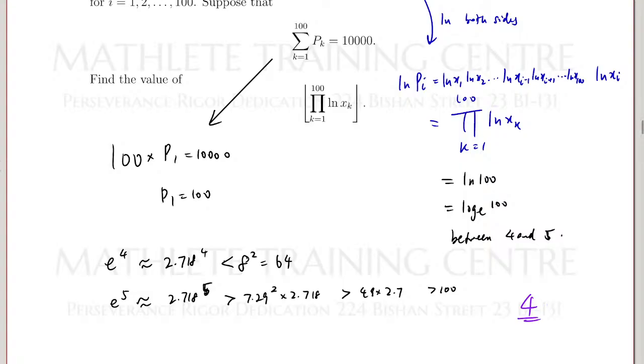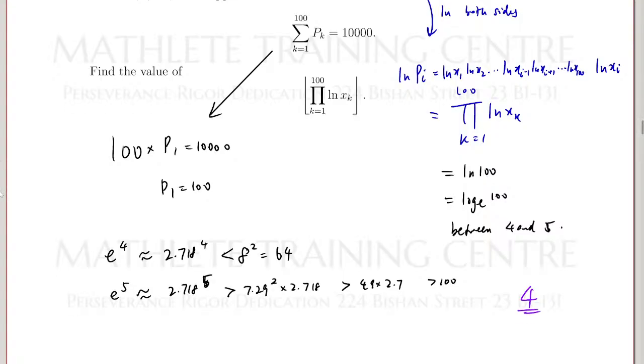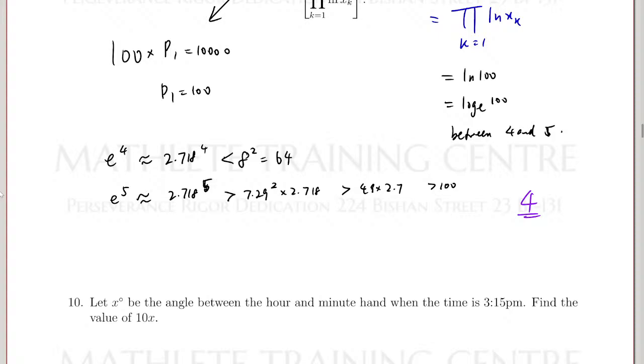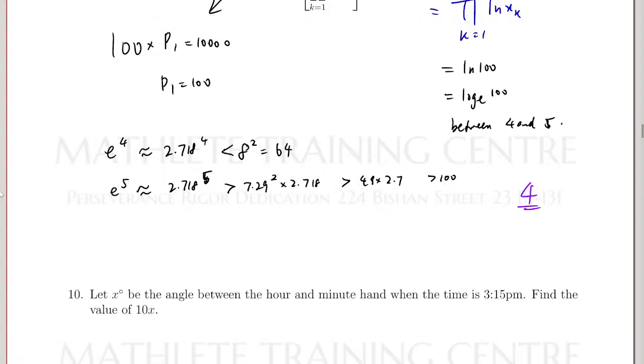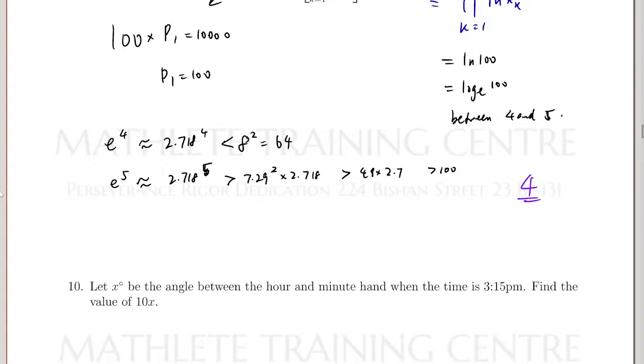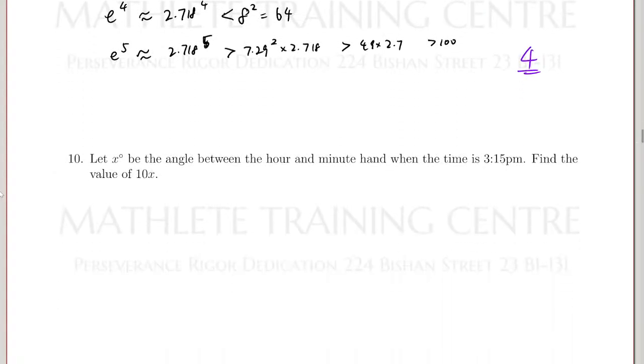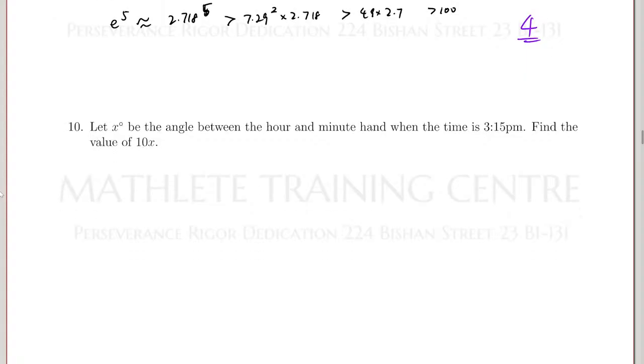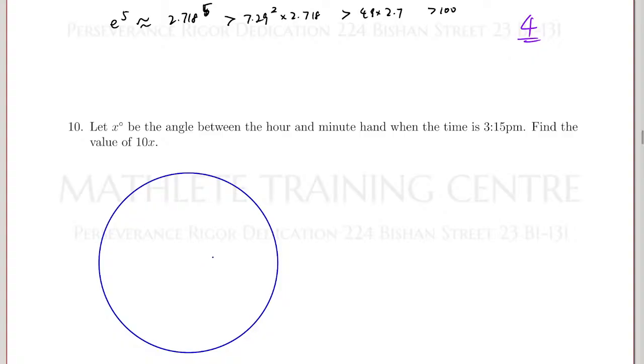Okay, next. Somehow, after doing these very weird questions, a lot of different types of questions, we seem to get to question number 10, which is like a primary school math Olympiad kind of question. We have x degrees be the angle between the hour and the minute hand when the time is 3:15 p.m. Find the value of 10x. So if you're hoping to get around 2, this is the question you must score on. If you don't do it, then it's quite shameful.